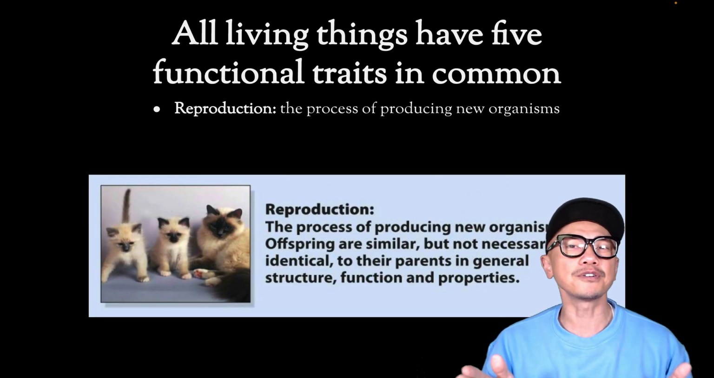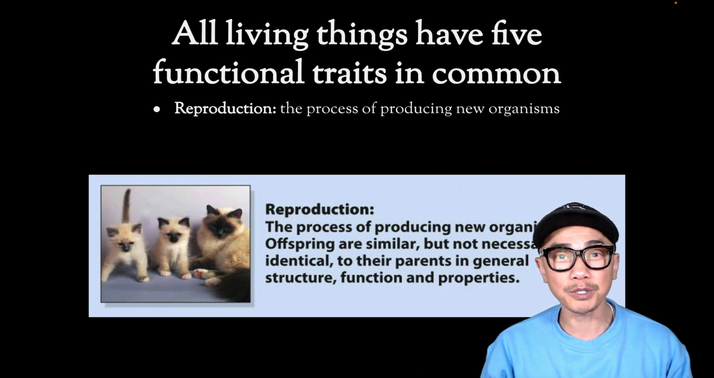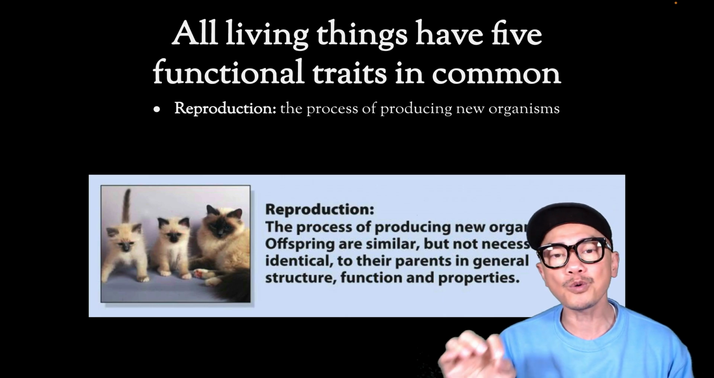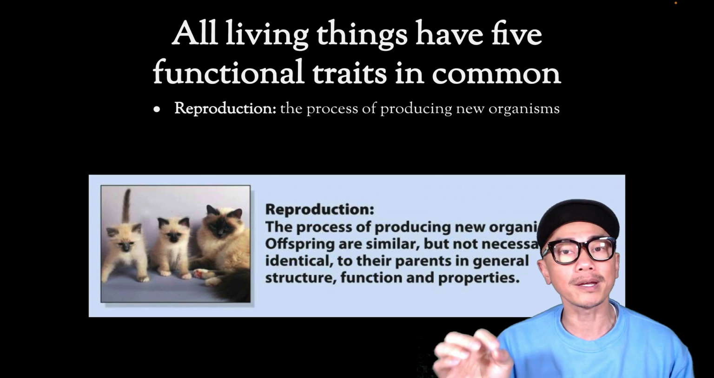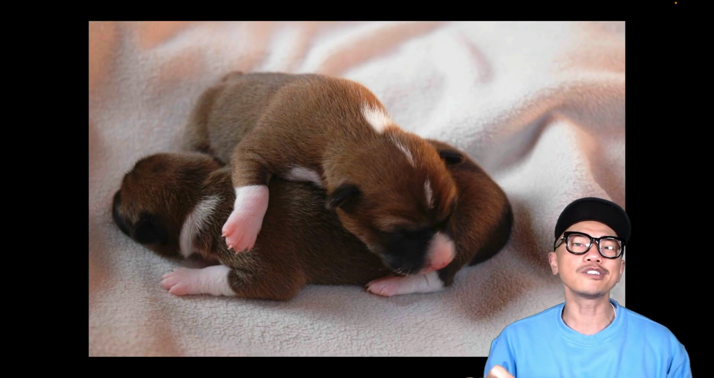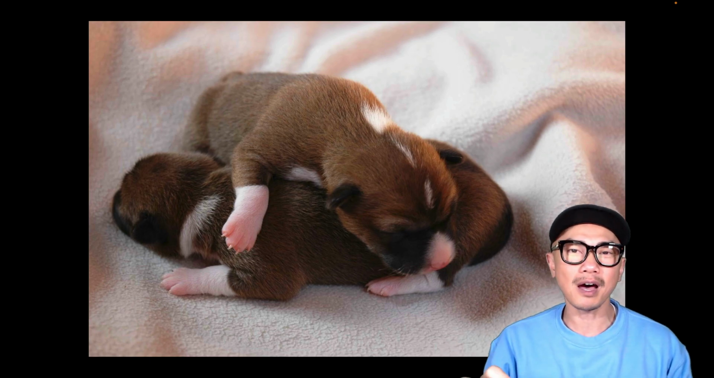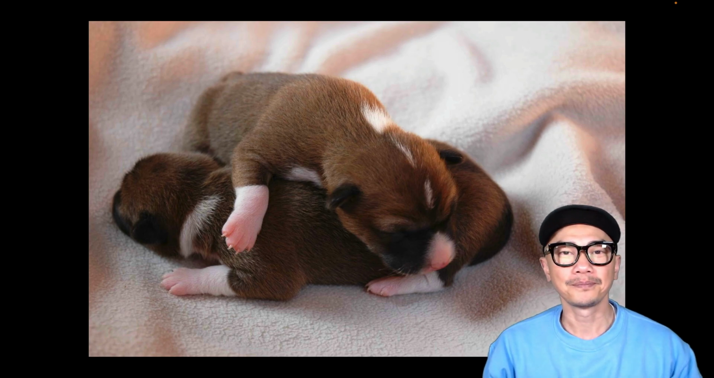The second functional trait that all living things have in common is the ability to reproduce. Reproduction is the process of producing new organisms. Without reproduction, a species would go extinct. This is a photo of 2 Basenji dog puppies. Basenjis are one of the world's oldest dog breeds, and another fun fact is that they don't bark.